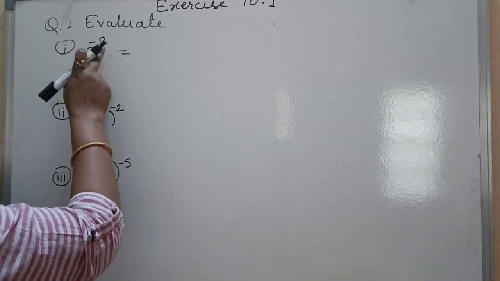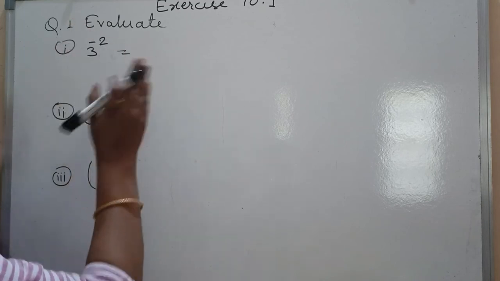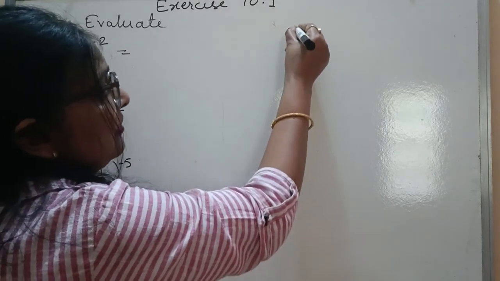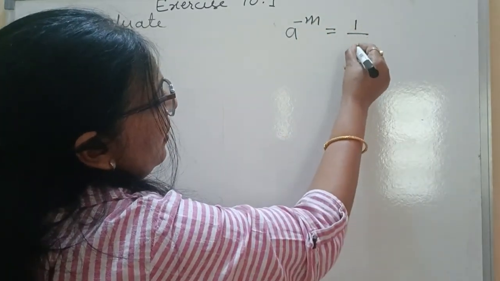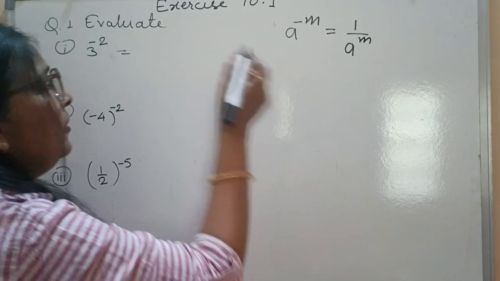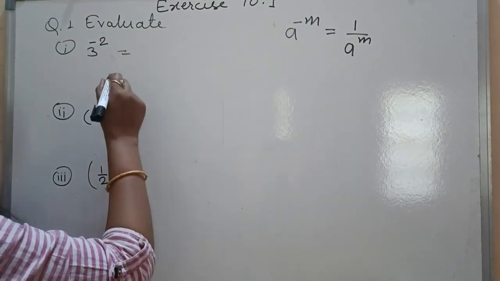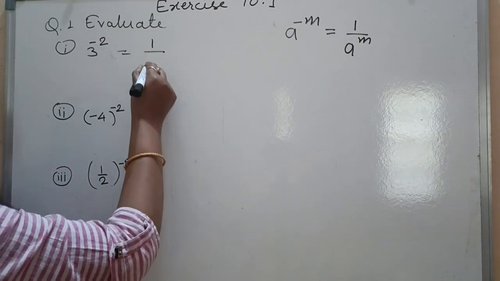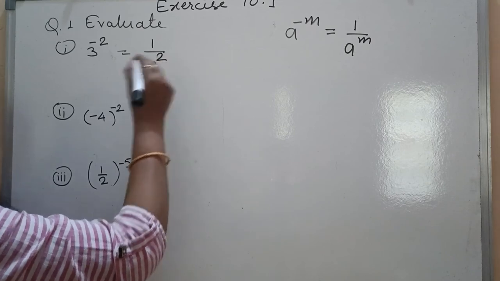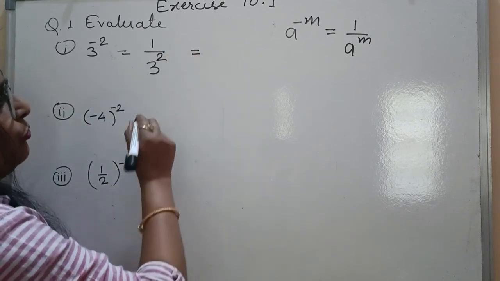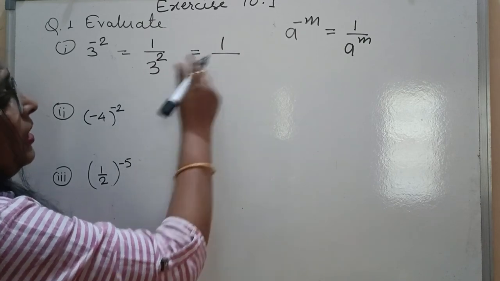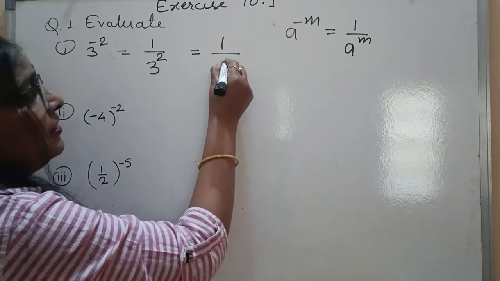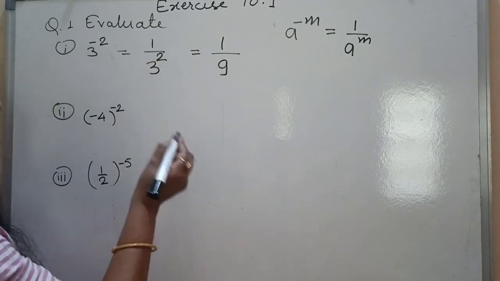Here you are going to change first negative power into positive power. By law, a raised to the power minus m is equals to 1 by a raised to the power m. So change this into the positive power. 1 by 3 raised to 2, that is 3 square, is equals to, now 1 by 3 square, that is 1 by 3 into 3, that is 3 3s are 9.